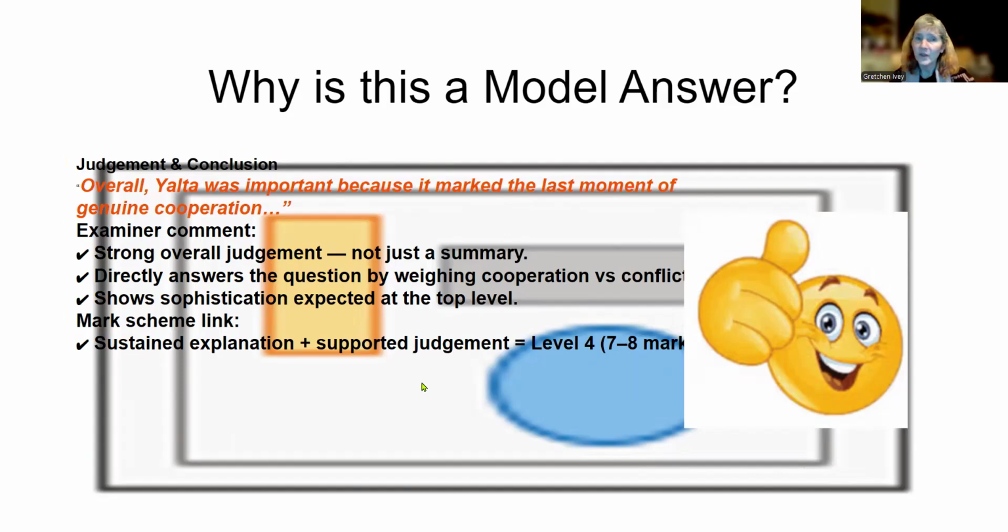And judgment and conclusion. Overall, Yalta was important because it marked the last moment of genuine cooperation. So, what does the examiner say? Strong overall judgment, not just a summary. Directly answers the question by weighing cooperation versus conflict. Shows sophistication expected at the top level. And sustained explanation plus supported judgment. So that is essential for level 4, a mark of 7 or 8.